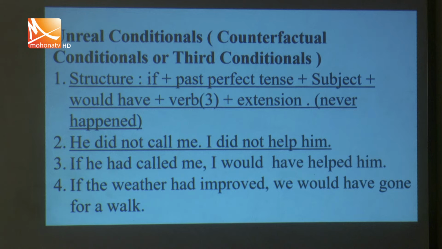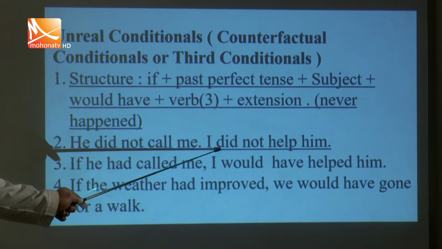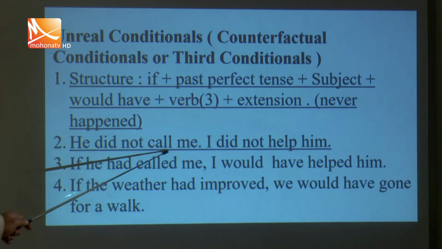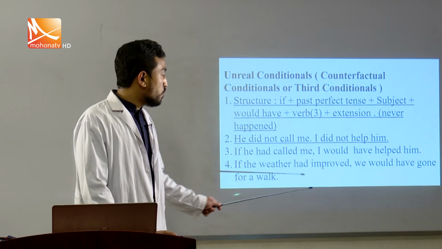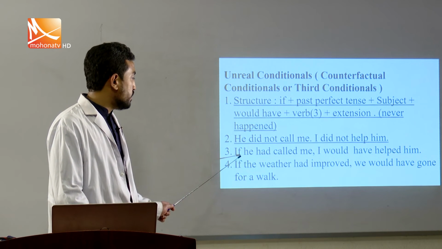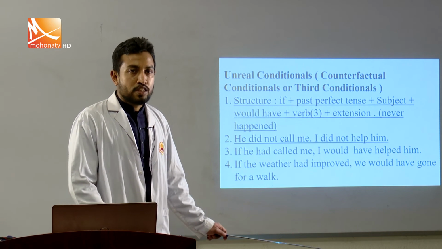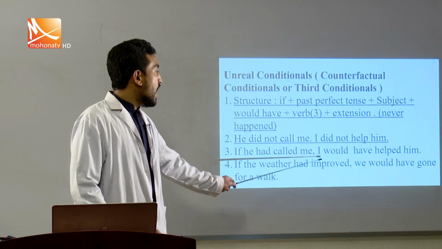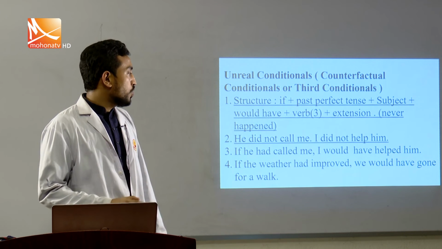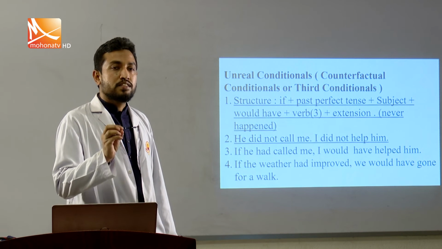Okay. So look at this example. We have two sentences here, and we just make it one in a later sentence, okay? He didn't call me. I didn't help him. He didn't call me. That's why I didn't help him. So two sentences here. And if we use it in conditionals, how can we say this? Look at this. If he had called me, actually, he didn't call me, I would have helped him. Actually, I haven't helped him. So the situation has gone, and this is zero possibility.